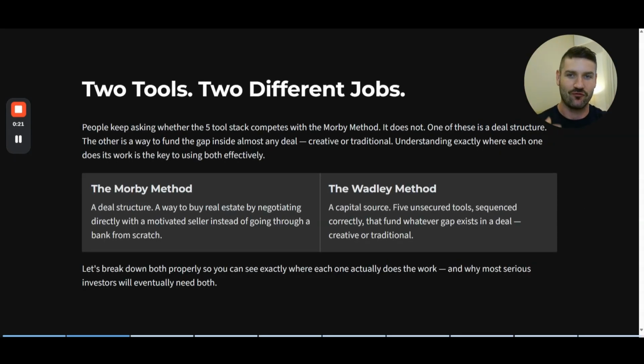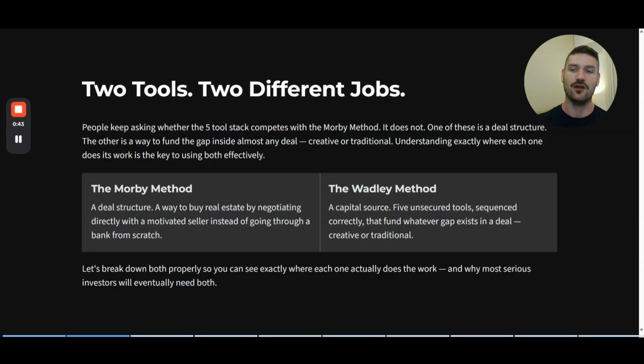People keep asking whether the 5-tool stack competes with the Morby Method. It doesn't. One of these is a deal structure. The other is a way to fund the gap inside almost any deal, creative or traditional. Understanding exactly where each one does its work is the key to using both effectively.